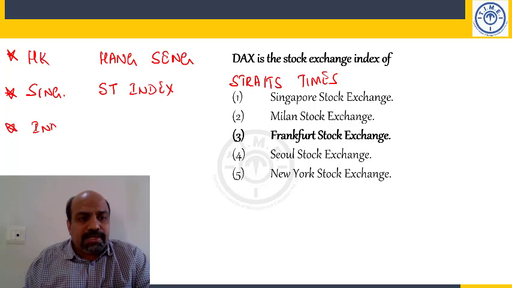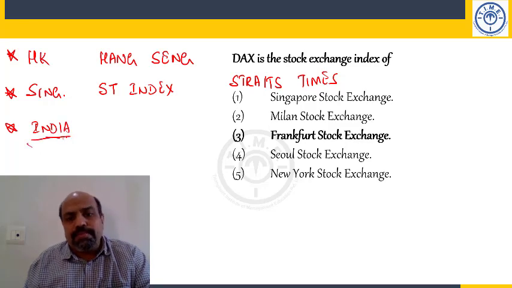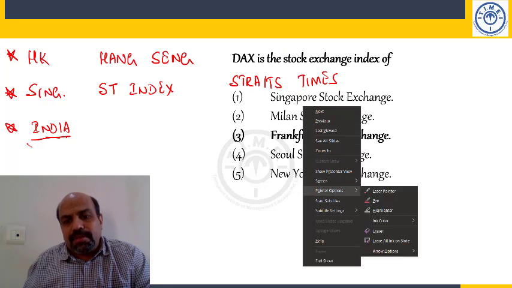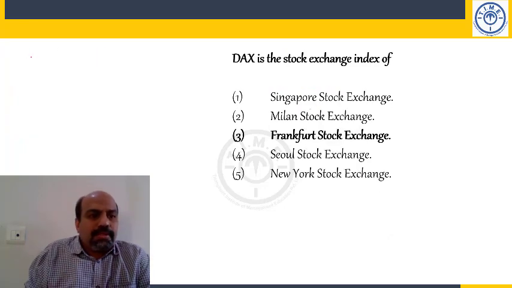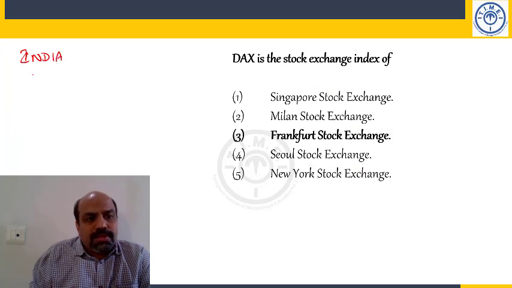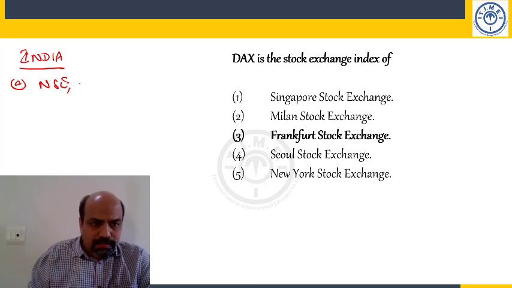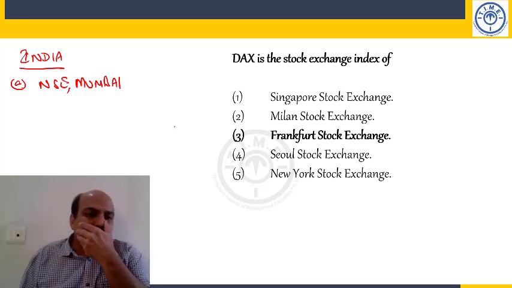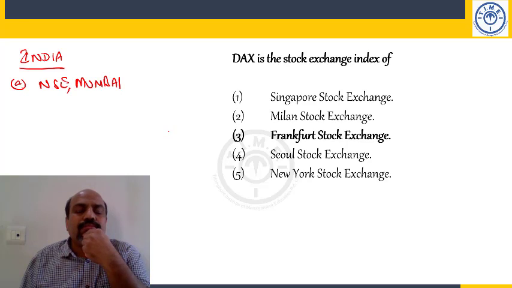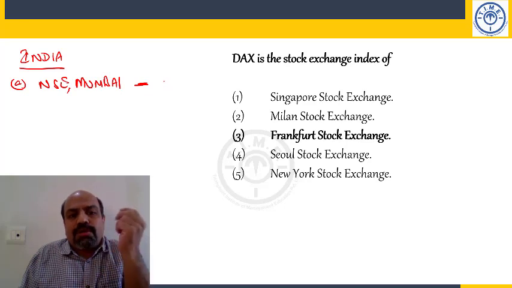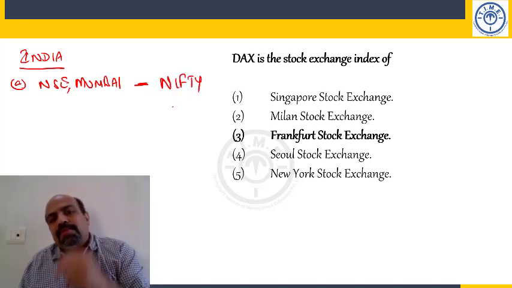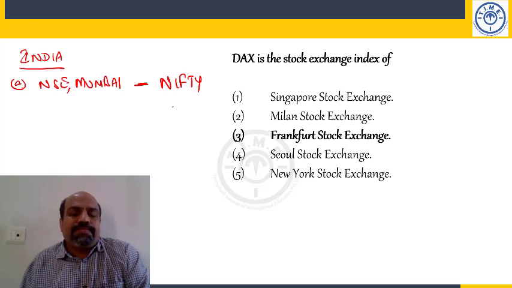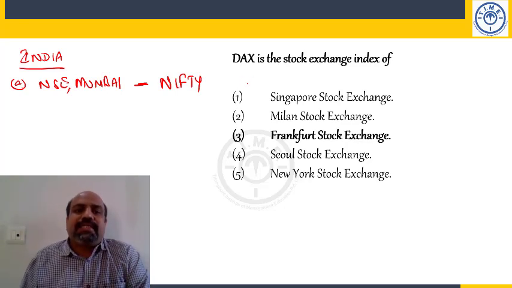You write India first here, below which you should write A. National Stock Exchange, Mumbai. It's in Mumbai. The index here is called Nifty. In the remarks column, let's write a few points.